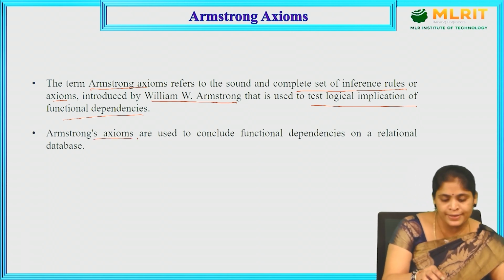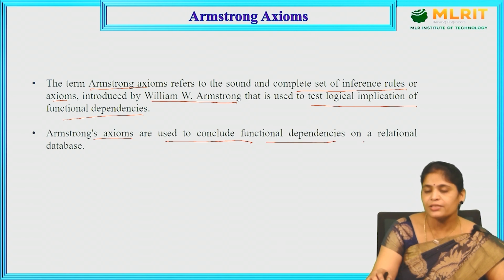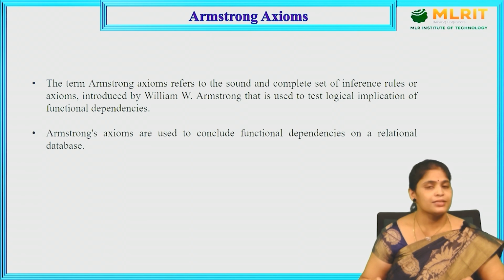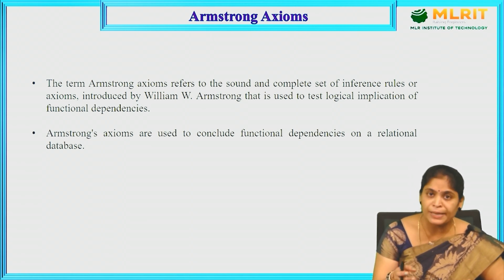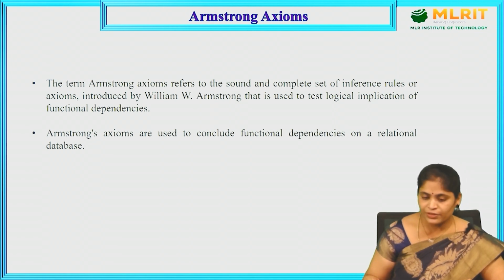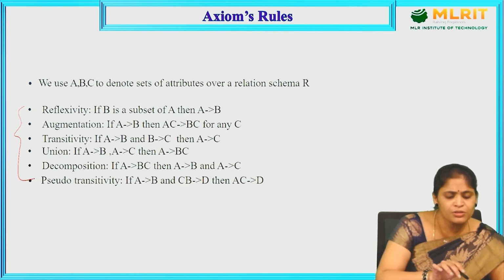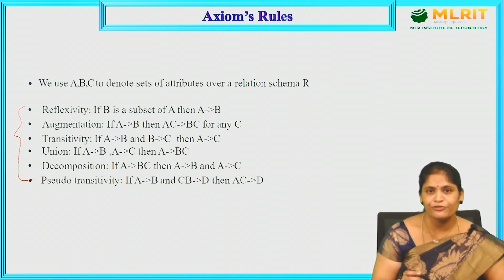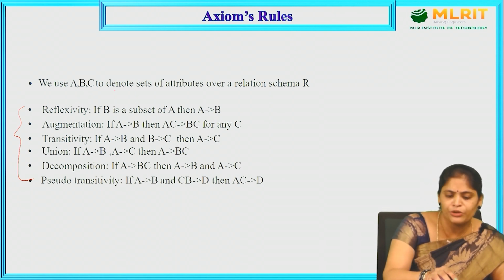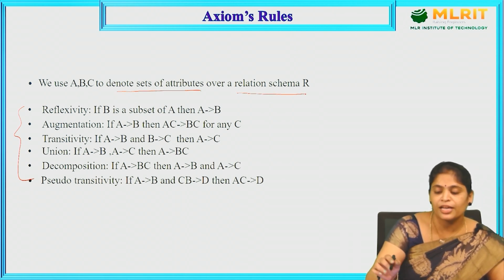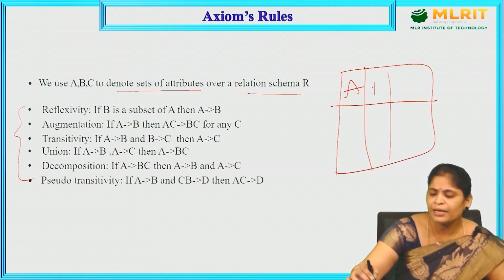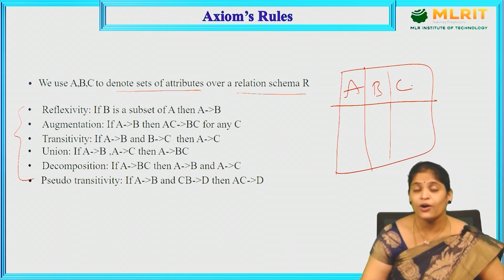Next, Armstrong axioms are used to conclude functional dependencies on a relational database. Let us discuss these things. Some of the rules, the Armstrong axioms or inference rules that we use to define functional dependencies, we will see now. Here we use A, B, C to denote sets of attributes over a relation schema. A schema is nothing but a table representation, and here A, B, C are different columns or attributes.